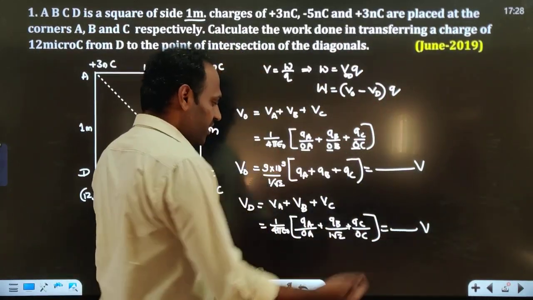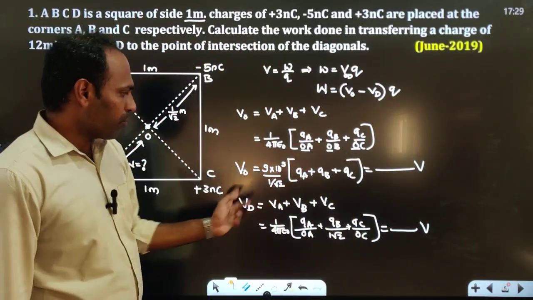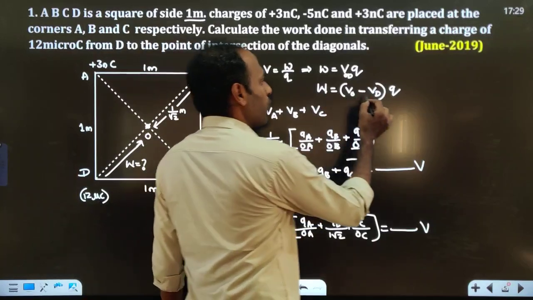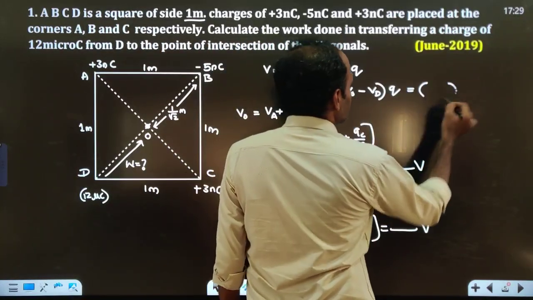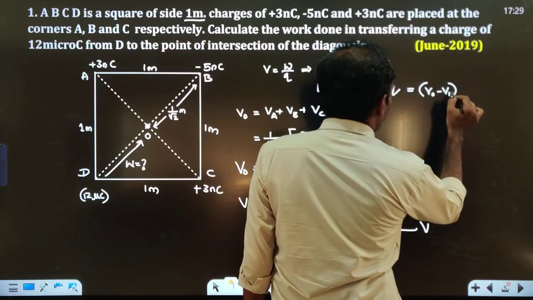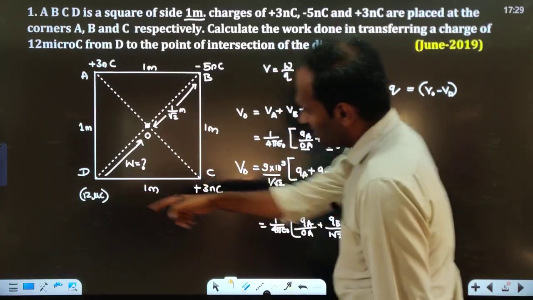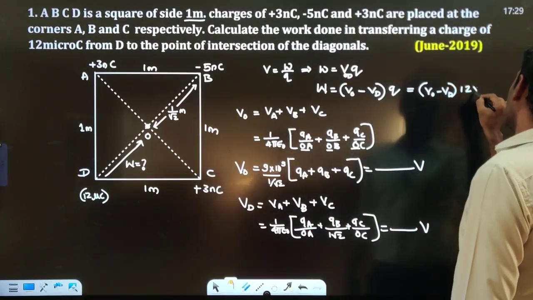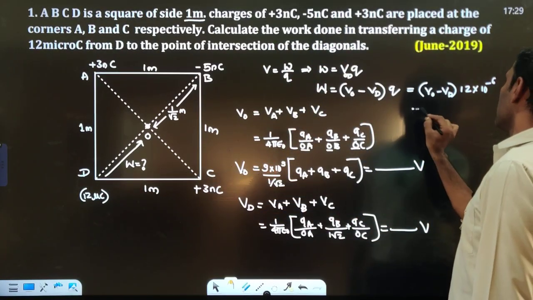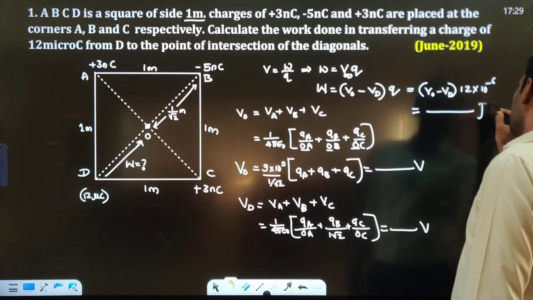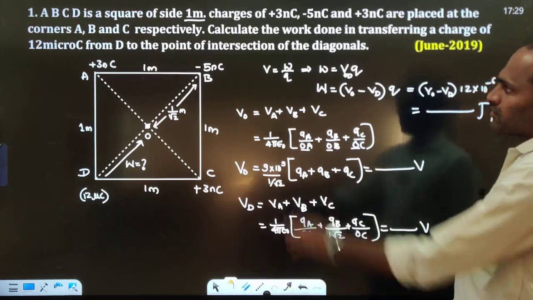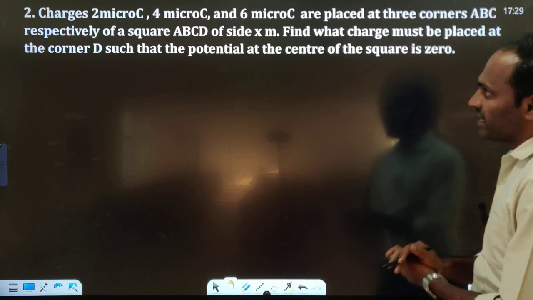Right? So finally, after getting the potential at O and potential at D, substitute the values of VO and VD here, as well as substitute the value of charge. How much is the charge which we are moving? That is 12 microcoulomb, 12 into 10 to the power minus 6. Simplify this, you will get the work done, and work done will be in joule, right? So this is how we have to calculate the work done. We'll go for the next question.